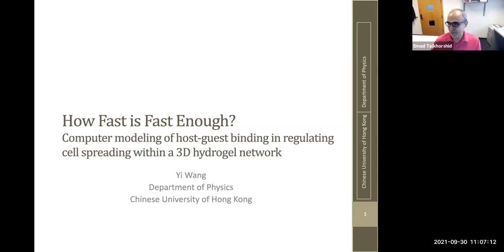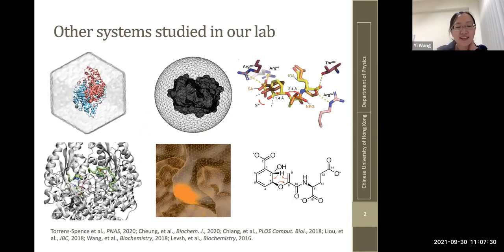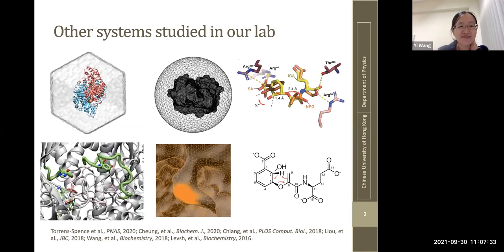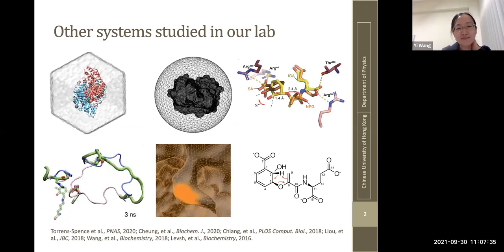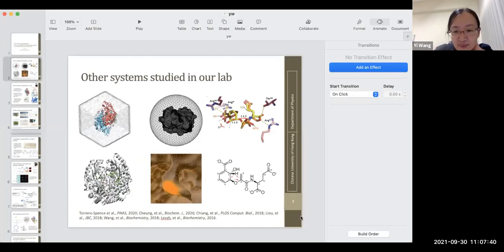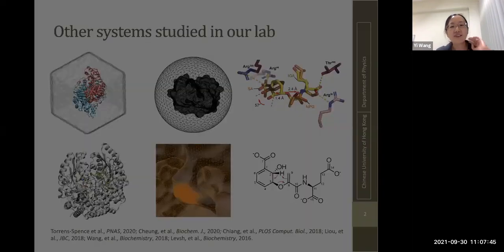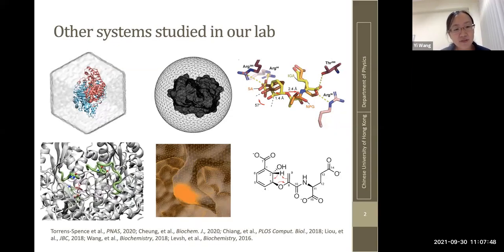Let's get started. It's actually a relatively short story. But before I jump into this hydrogel network story, which is a bit different from the familiar topics we encounter with biomolecules, I thought I should introduce the more traditional topics in my group. Let me hide the floating bar. There we go. As Imad introduced, our group's work can be divided into three parts.